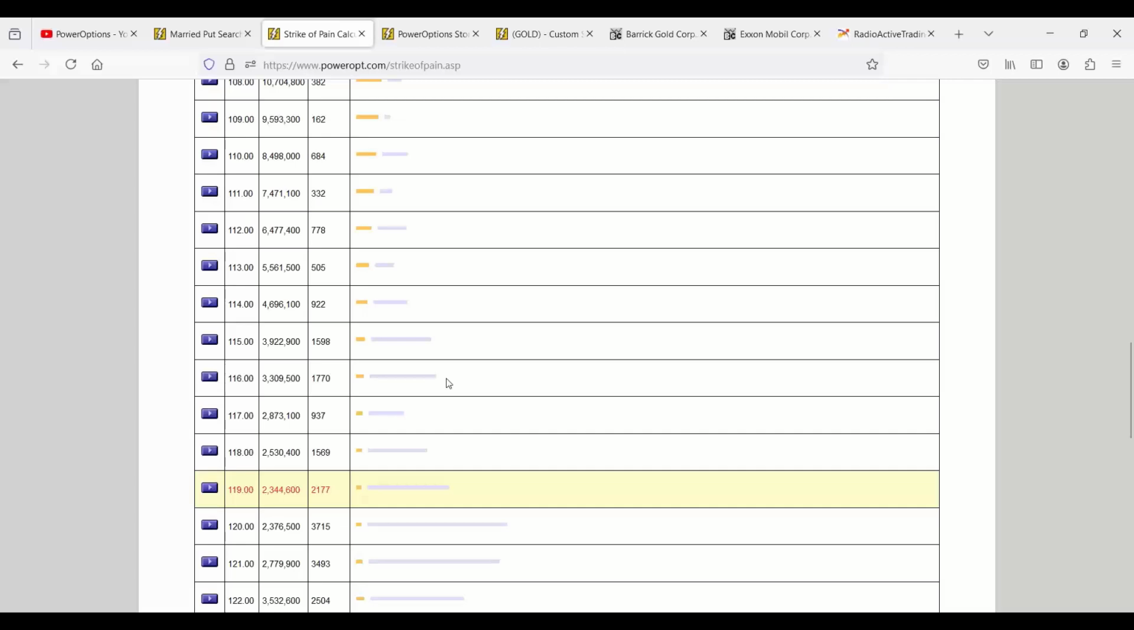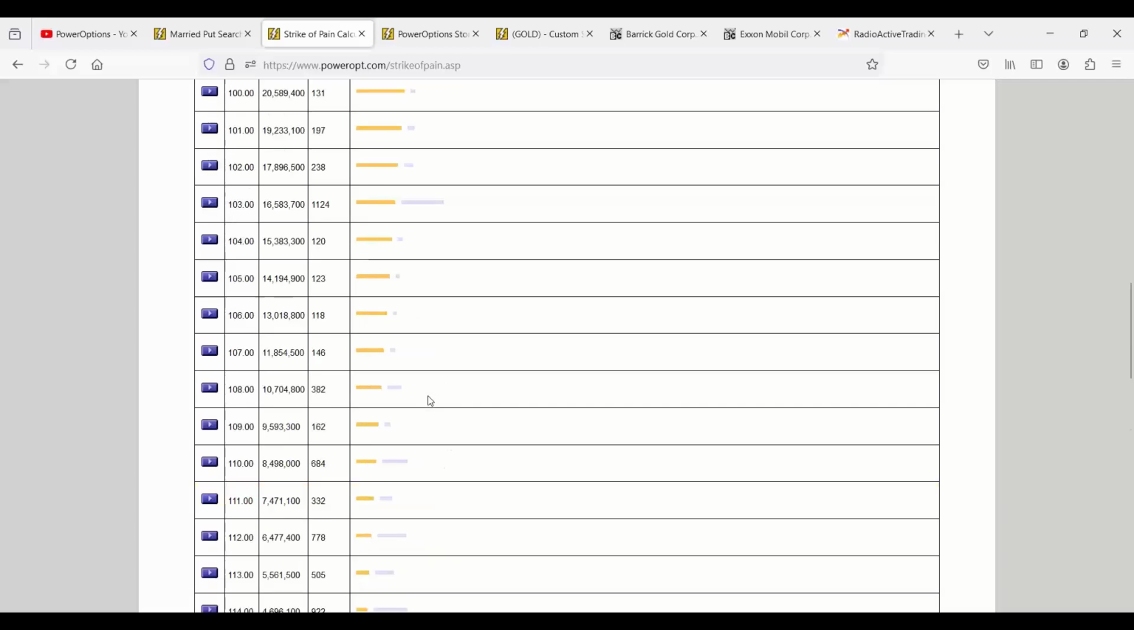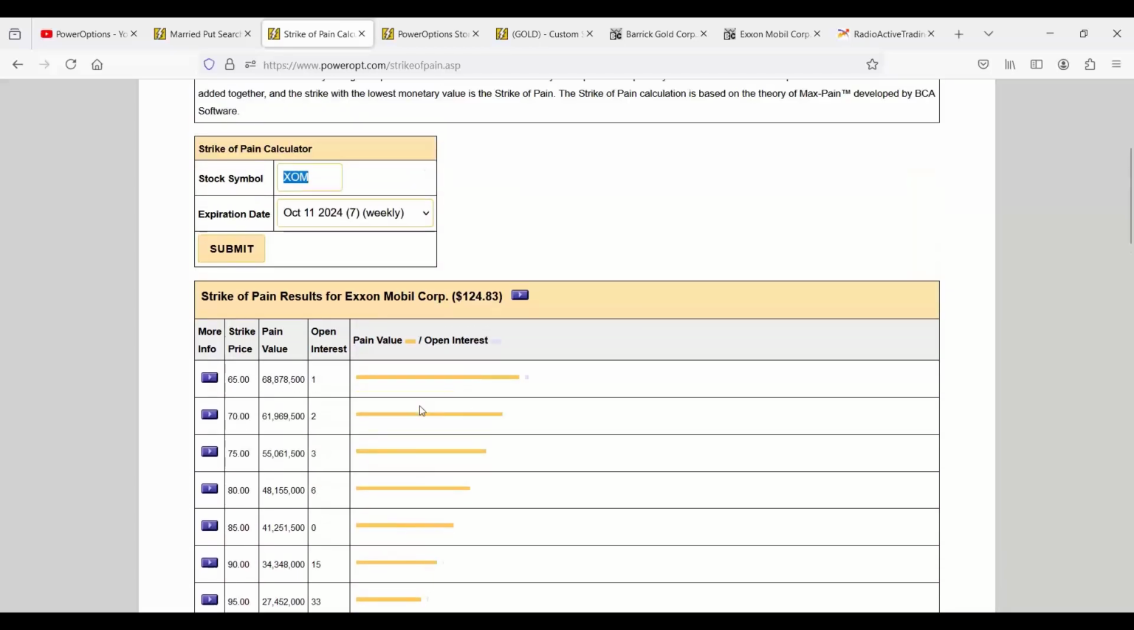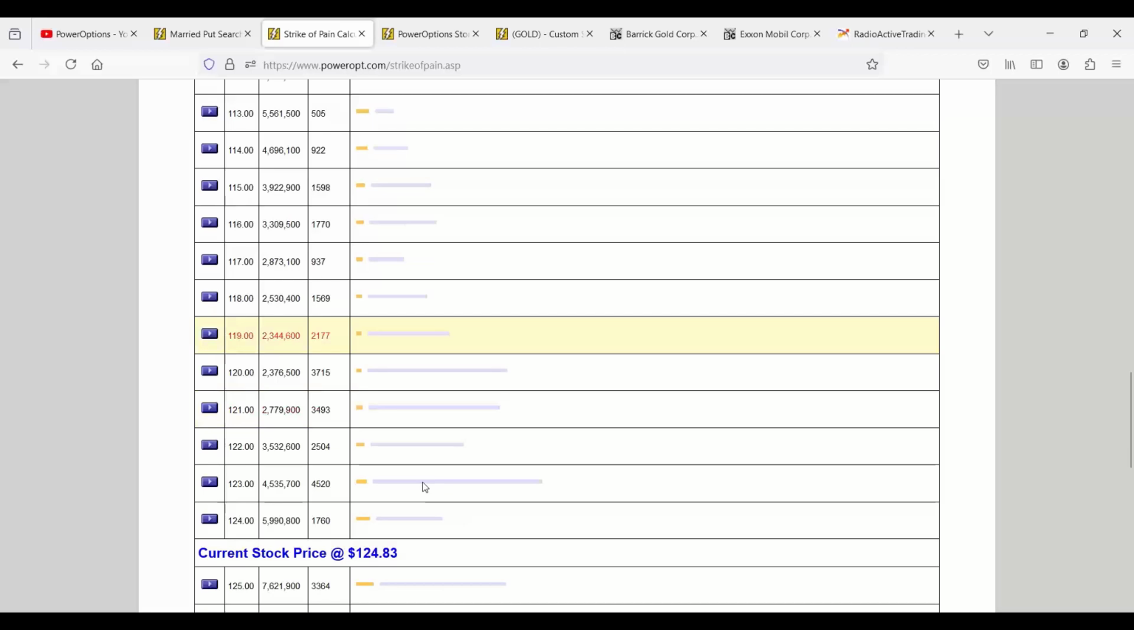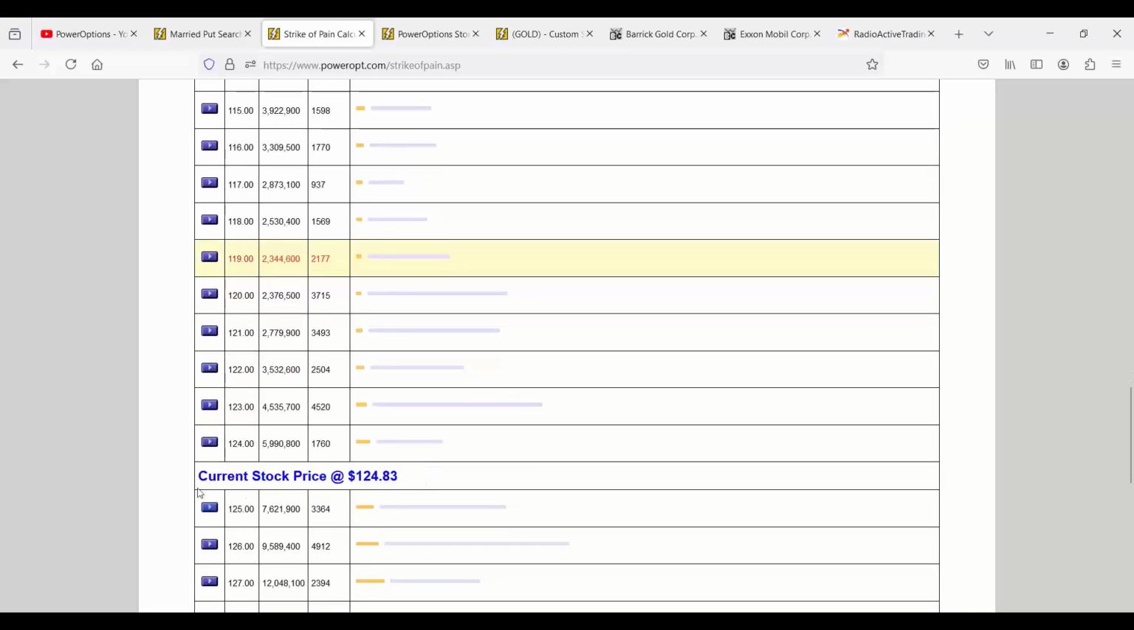It's about a bearish move after a bullish move, taking XOM up to 119, dropping it back down to 116. I'm on XOM, right? I stayed with that one. Or 124. They're both bearish moves, aren't they? The current stock price at 124.83. The strike of pain, where it's expected to gravitate towards now in 7 days, is the 119 strike. Now, this is going to fluctuate day by day.